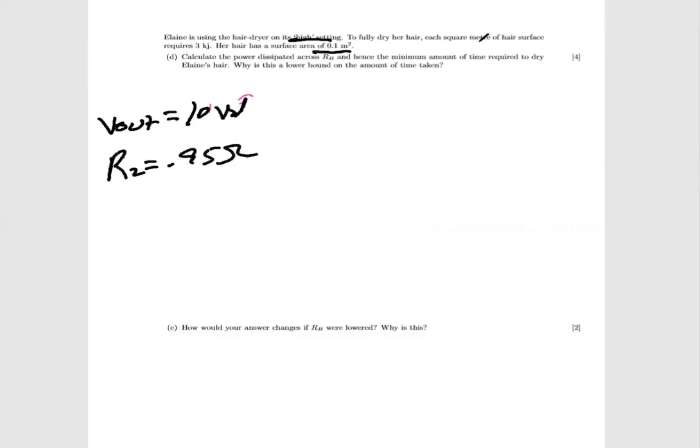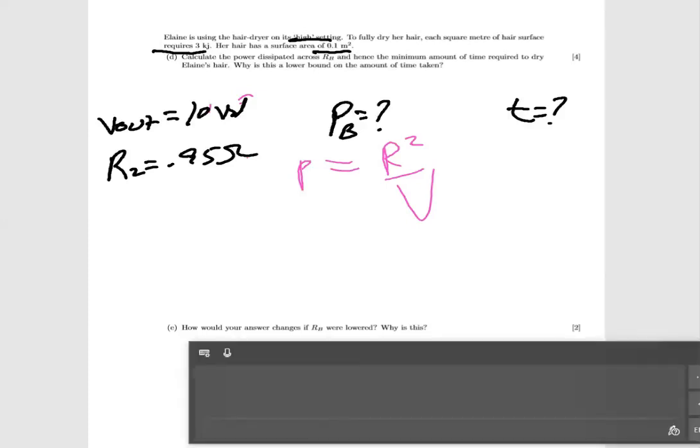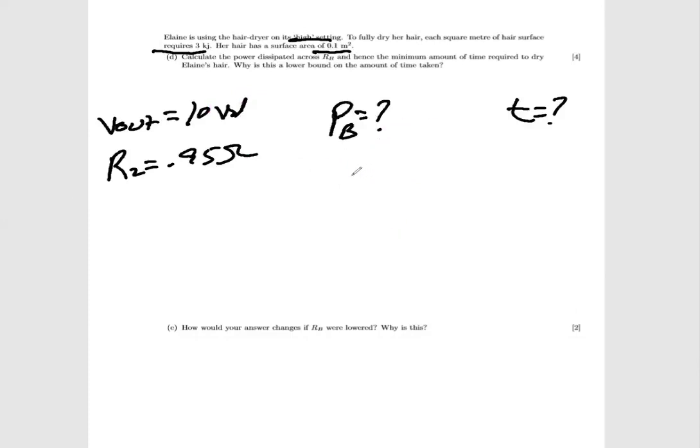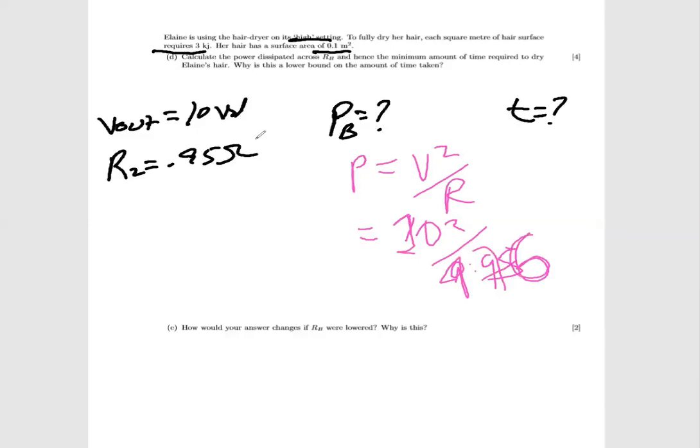You need to find the power dissipated across RB. It will be P equals V squared over R. Is that right? No, it's not right. You made the same mistake. Equals 10 squared over 0.95. No, 0.95 is the equivalent resistance of RA and RB. And here you need to find the power dissipated across RB. RB is 4.76. No, that is R2.